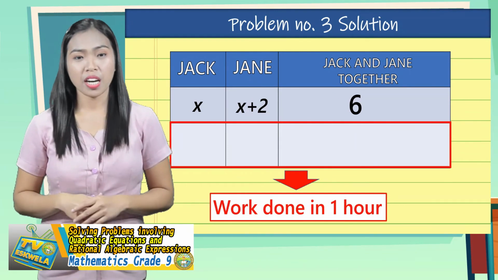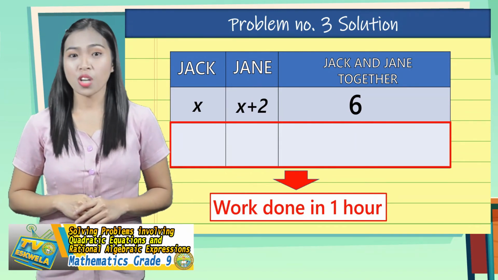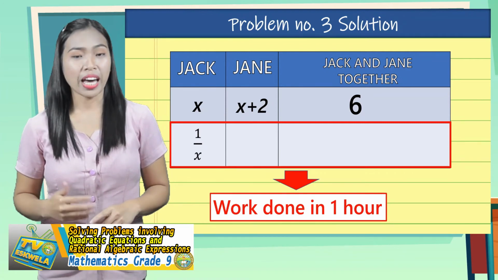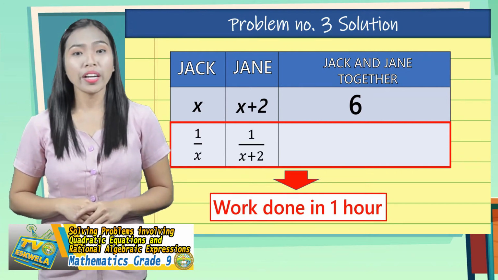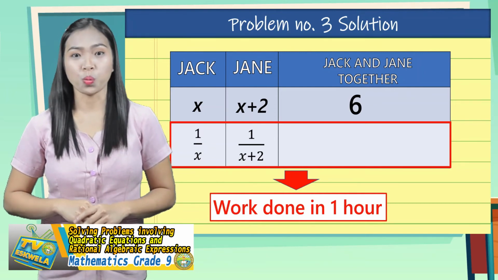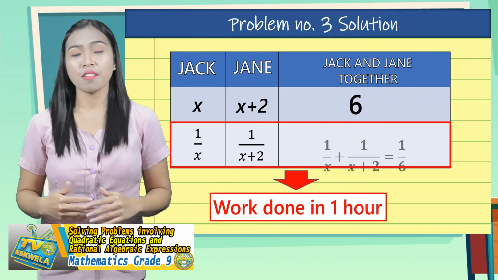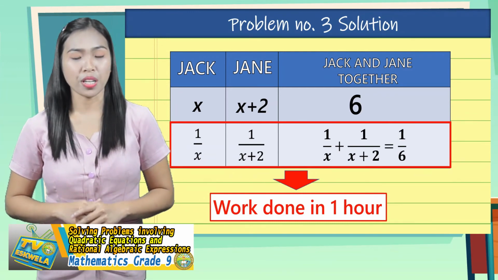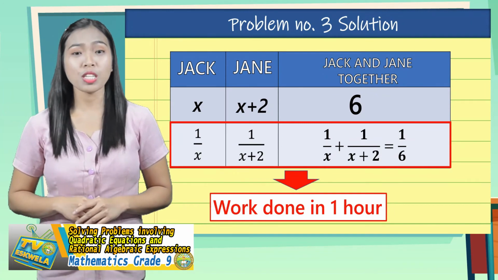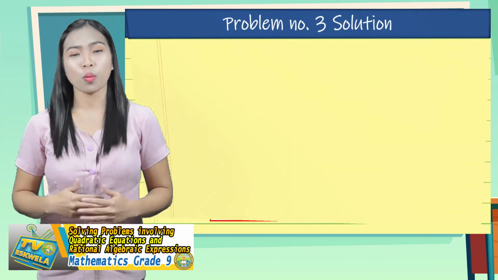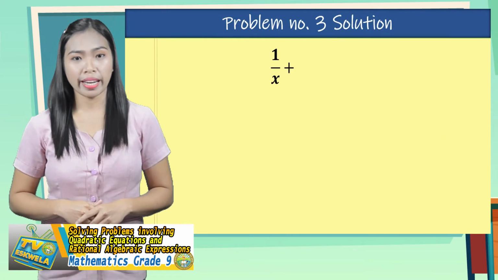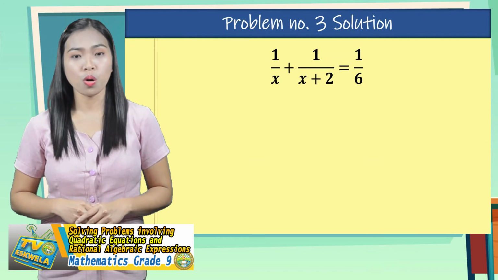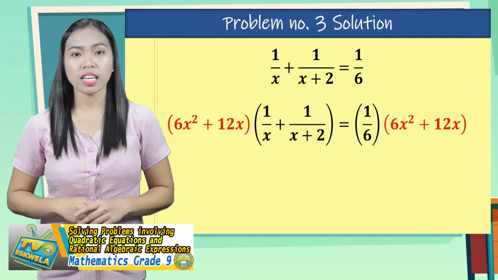In 1 hour, the portion of the work Jack can finish is 1 over x, and that of Jane is 1 over x plus 2. Together, they can finish 1 over 6 of the job in an hour. To find the solution to this problem, let us solve the equation 1 over x plus 1 over x plus 2 equals 1 over 6.